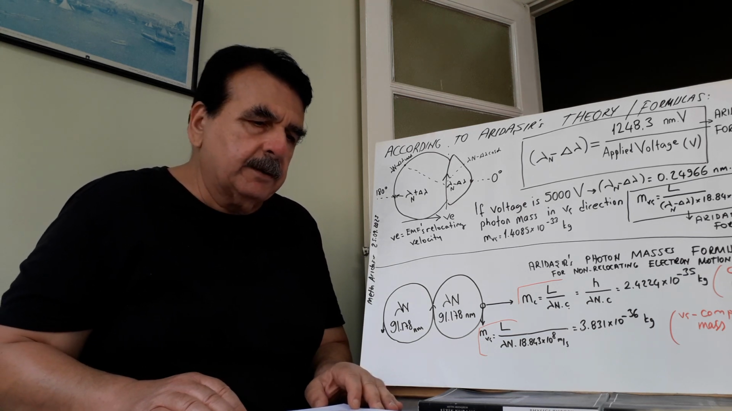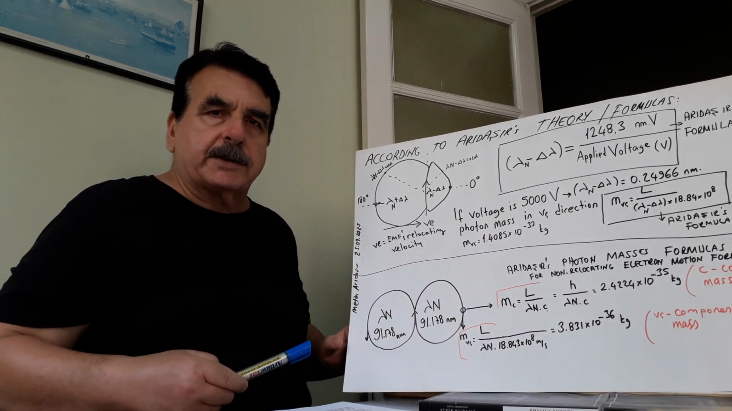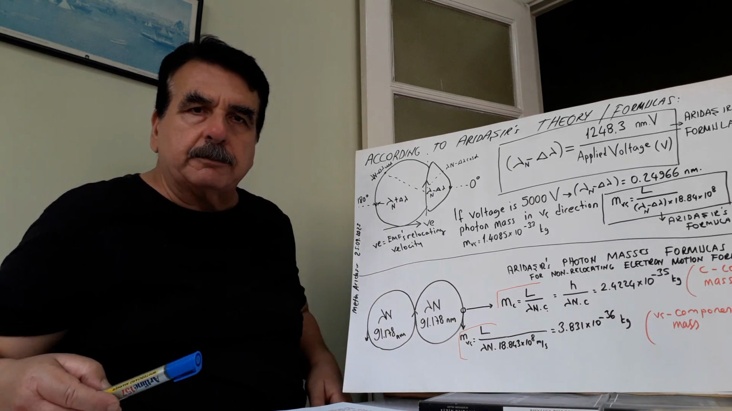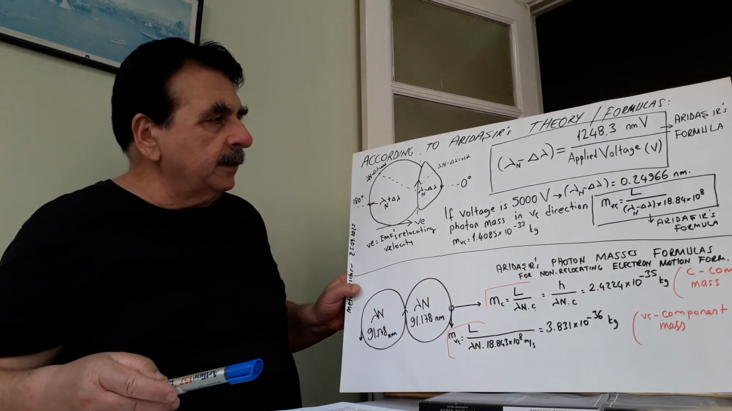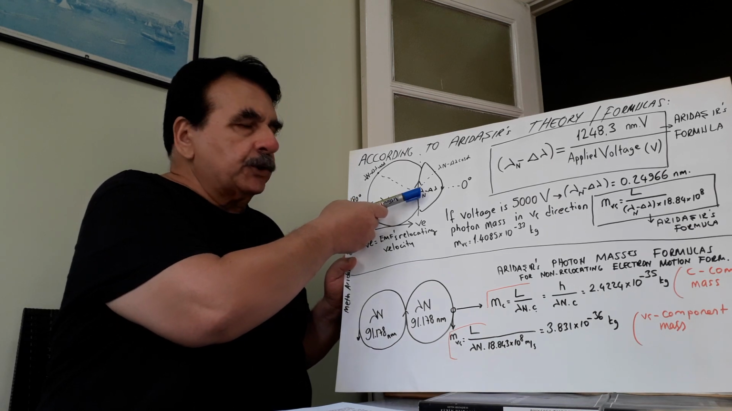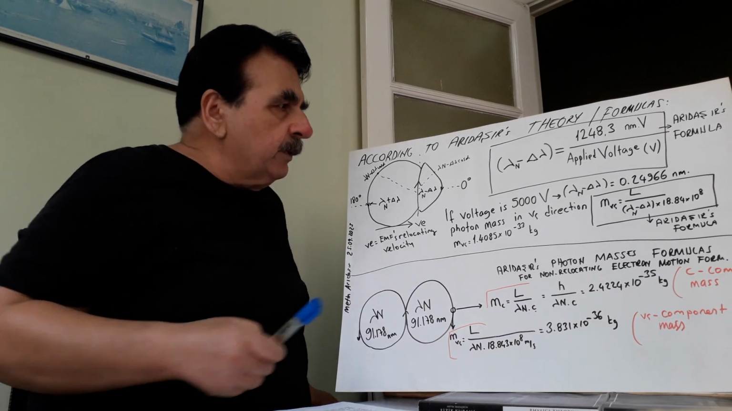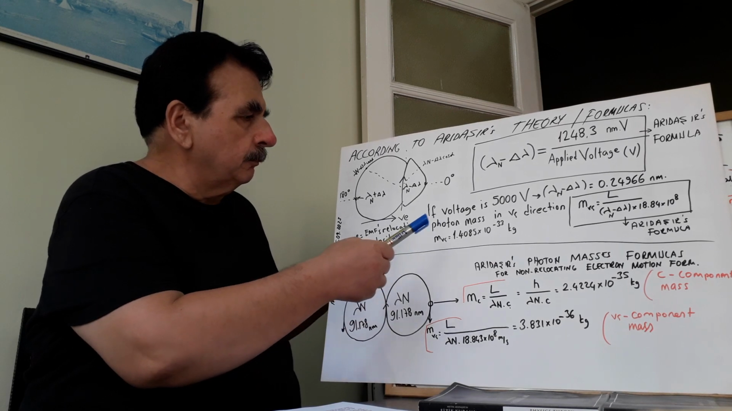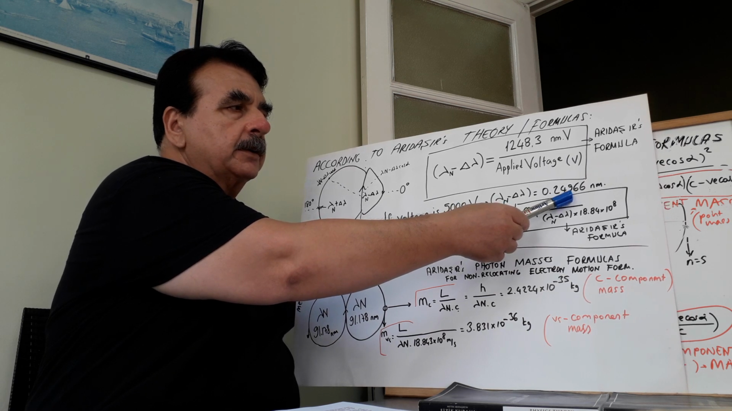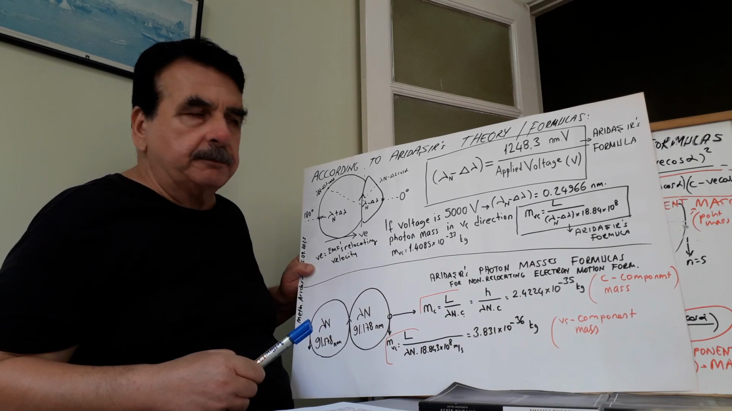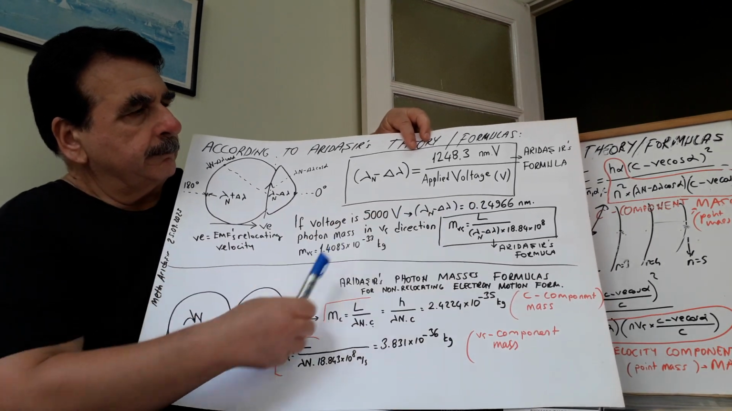For instance, if we apply 5,000 volts to accelerate an electron motion form, according to my formula, shortened wavelength will be 0.24966 nanometer. Here.